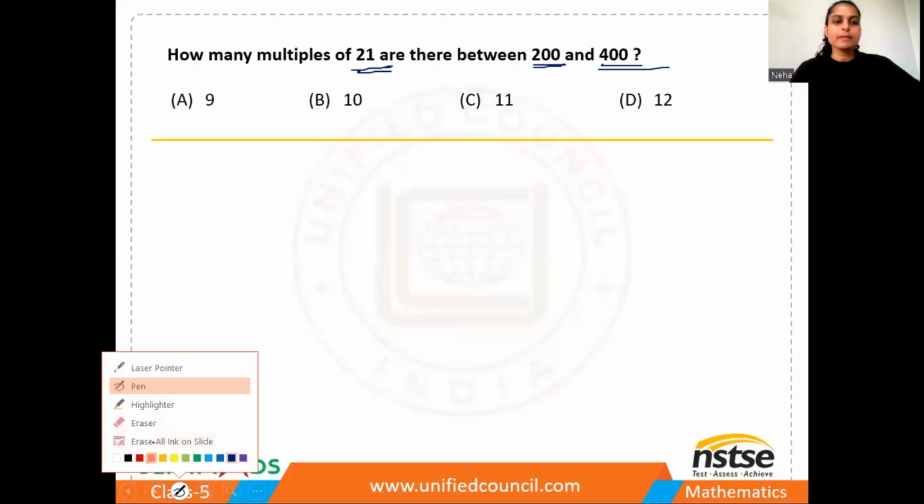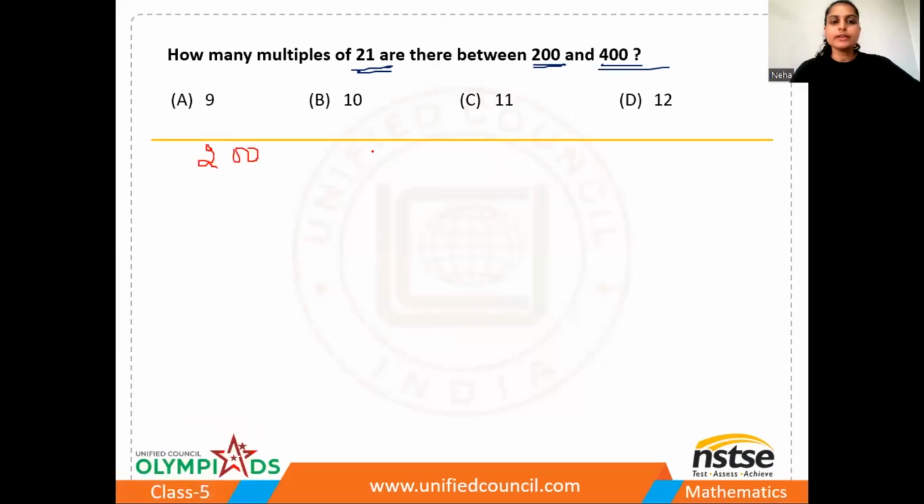Alright, so here I am going to take the numbers from 200 to 400, right? I think 21 times 10 is 210, right? So the first number is 210, correct? 21 times 10 is 210. So 210 is the smallest number which is between 200 and 400 and a multiple of 21. Correct? Now, how can you find the rest of the multiples?